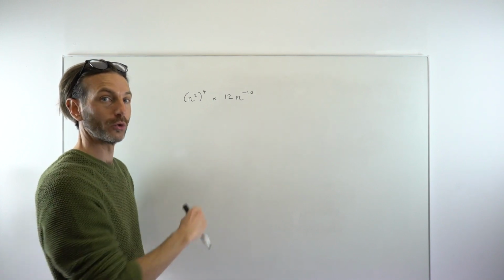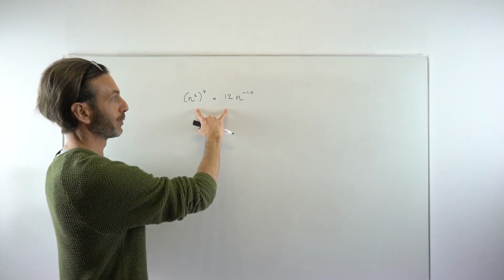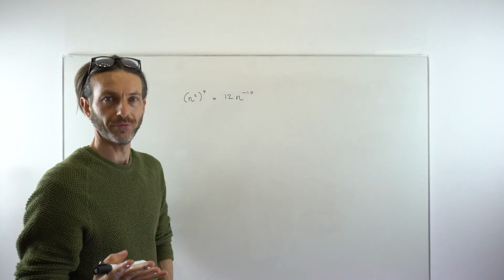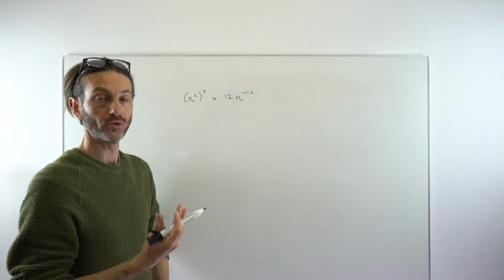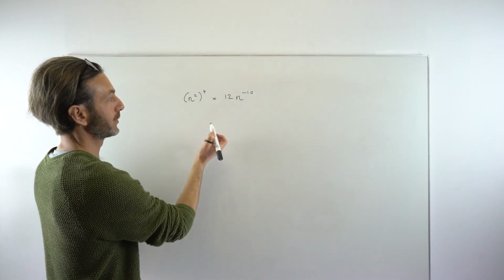So let's just quickly go through that. Because this question would be worded, evaluate or simplify and write your answer with a positive power, we're looking out for a negative power in our answer. Okay, so that's the first thing. So let's just start using some of the indices rules.